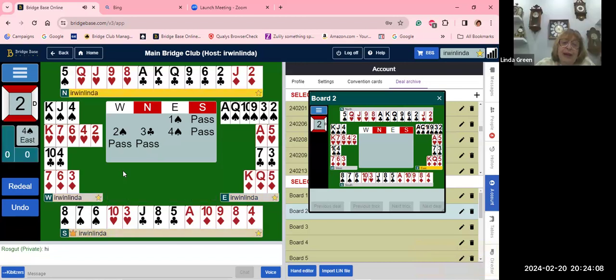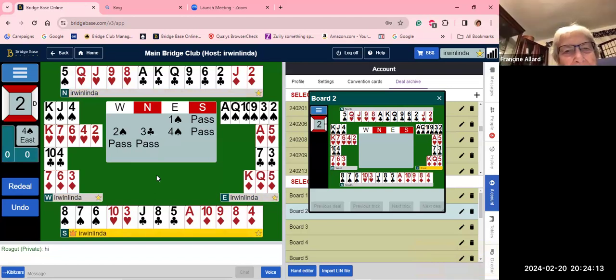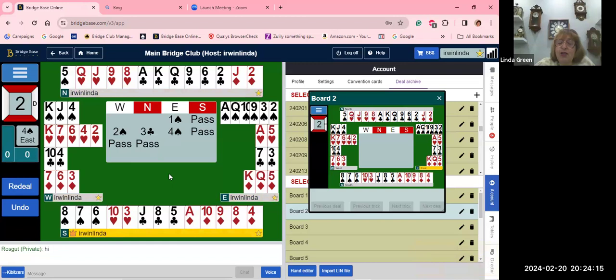And that's what we should be in. Did everybody get to 4 spades? No? Okay, let's look at the evaluation of that hand, please.